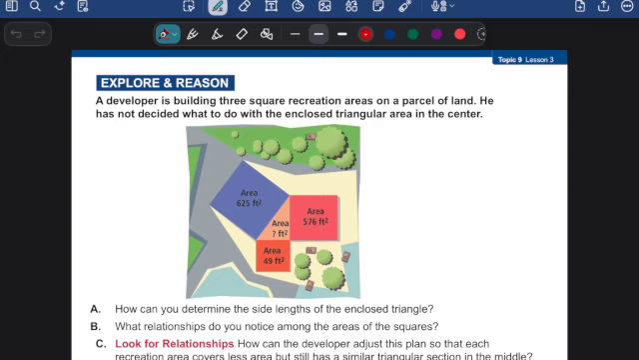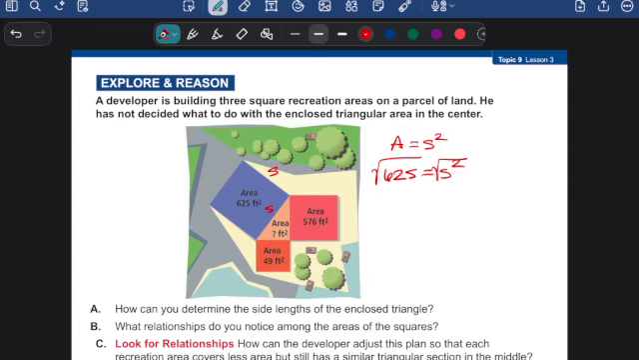Well, if we know these are squares, then we know that this side length will be the same as this side length. So remember, the area of a square is equal to side squared. So I can take the area of the largest section, for instance, and know that it is just the side length squared. Take the square root of both sides, and I will have the length of each side.